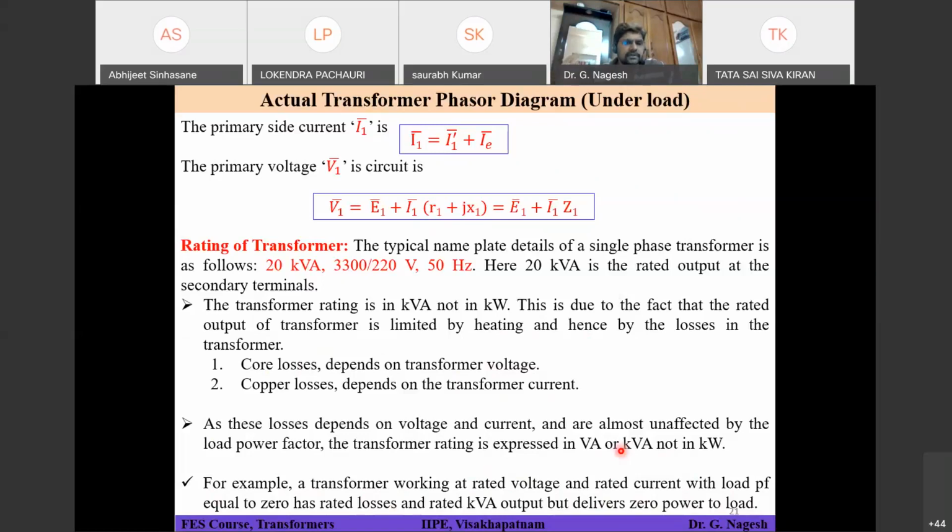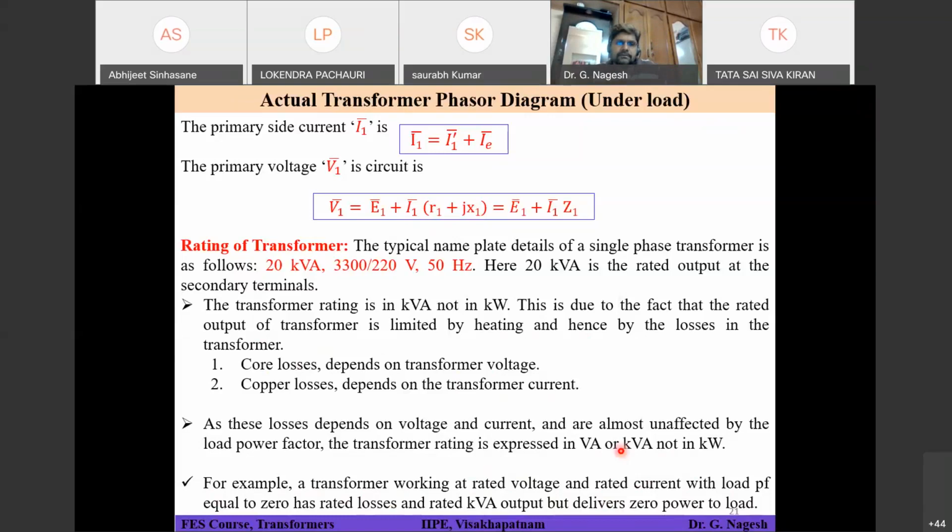In that situation also, your transformer is running at its rated capacity. So in that scenario, rated copper losses and rated core losses are going to take place. So that's why transformer rating is in kVA, not in kilowatts. Got it? So that means you can run your transformer at rated kVA, but the real power on the secondary side is still 0. That is the reason why we give the transformer rating in kVA.